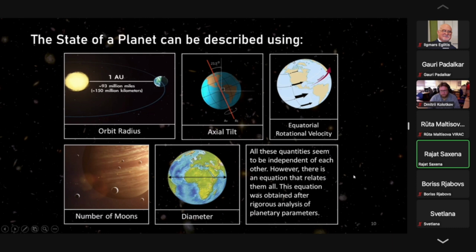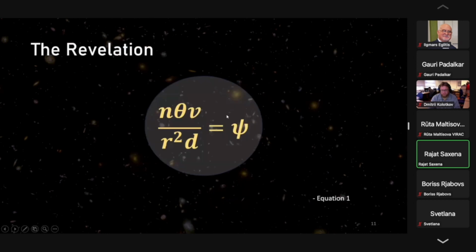And it is well established that all of these quantities are independent of each other. They do not directly affect each other. However, when you analyze the values of these parameters for the four planets, it actually turns out that these quantities are directly related. And how are they related? They are directly related by this relation.